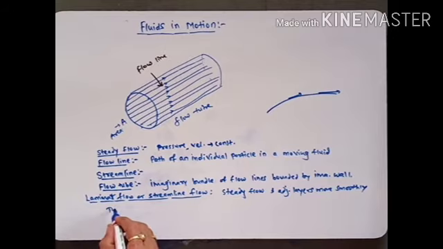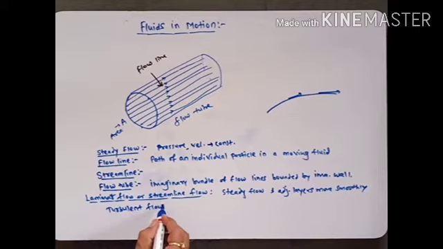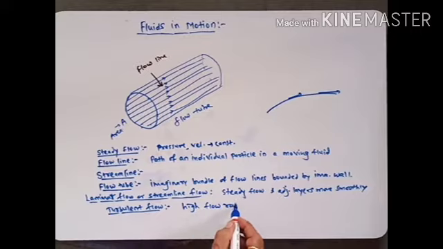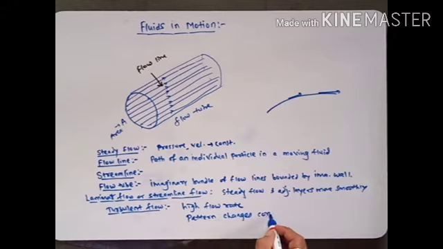And next one, turbulent flow. It is a flow at very high flow rate. It is not a steady flow, and the pattern changes continuously. This is all about the different definitions we have used in fluids in motion.